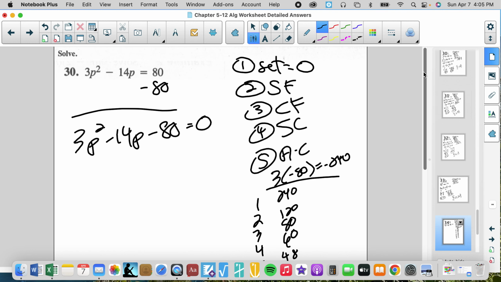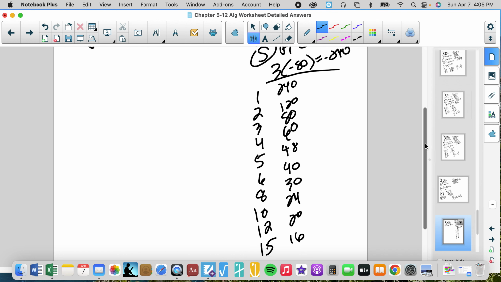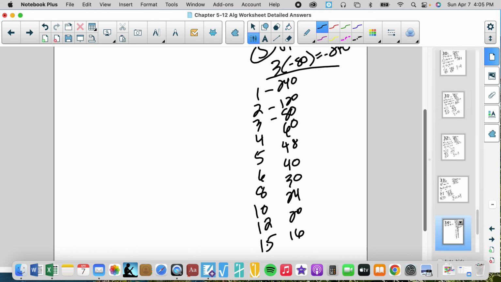All right, now my signs are different. Bigger is negative. Bigger is negative. Look at all of these factor pairs. Whew.